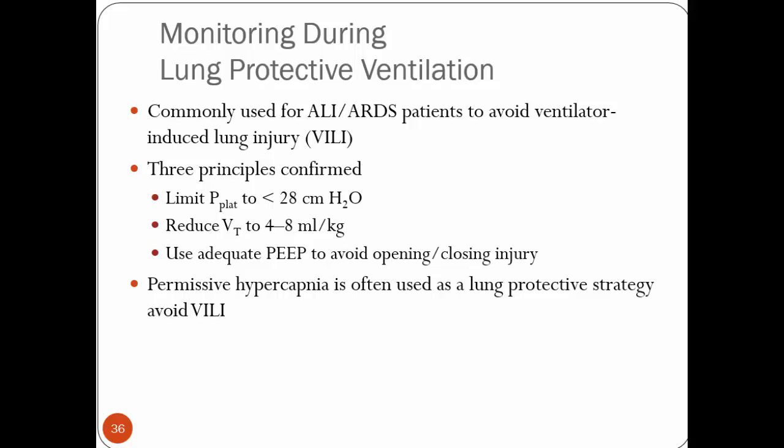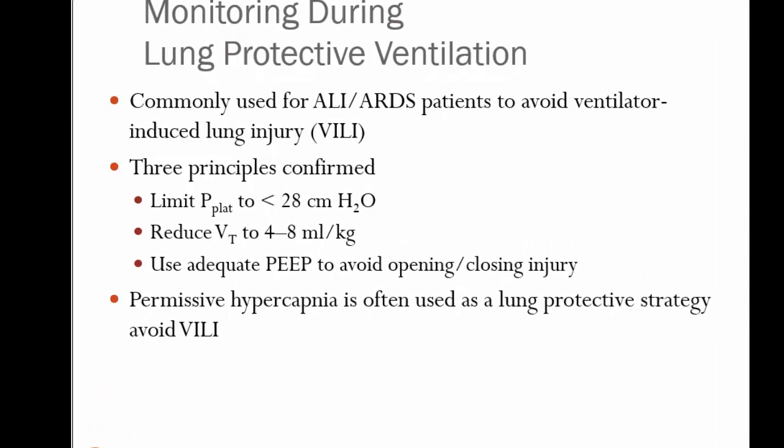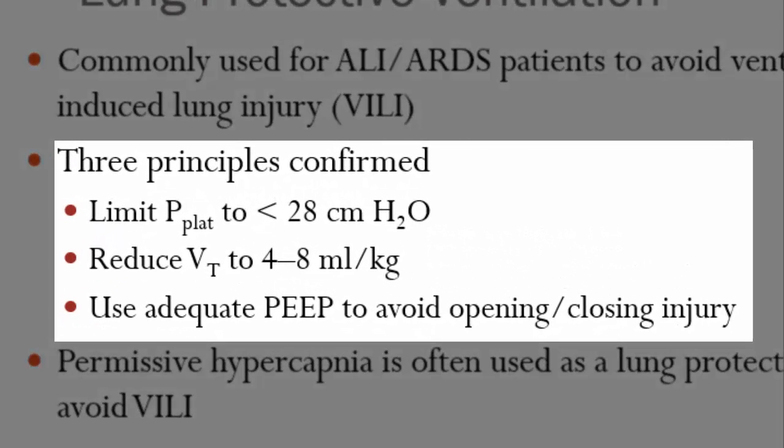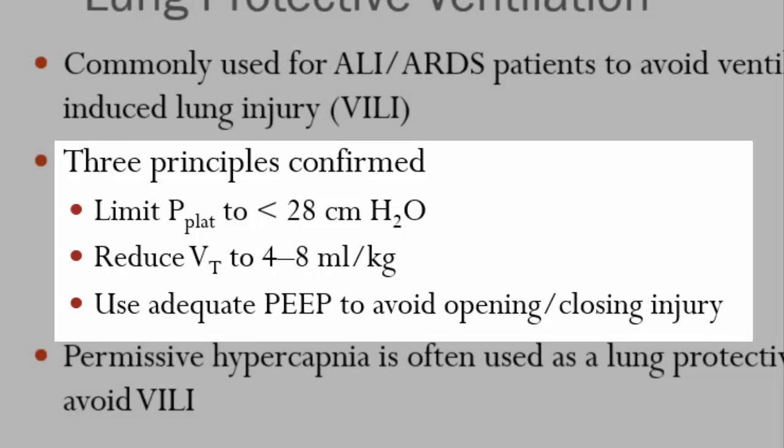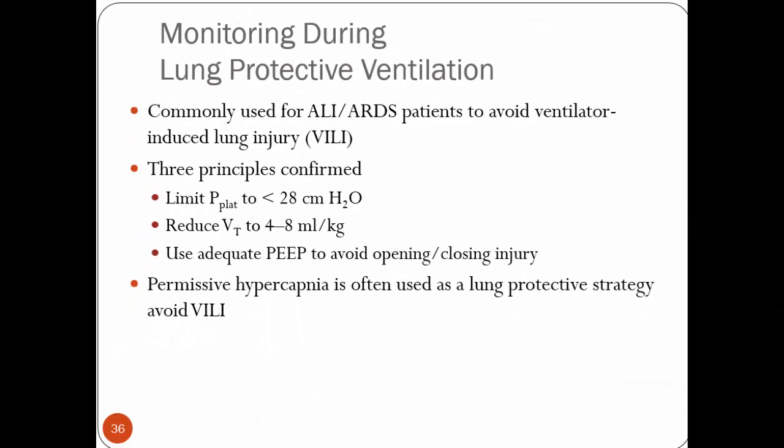Monitoring during lung protective ventilation. This is commonly used in the acute lung injury or ARDS type patients to avoid ventilator-induced lung injury. 3 principles are utilized. You limit the plateau pressure to less than 28 centimeters of water. Reduce the tidal volume to 4 to 8 milliliters per kilogram. Use adequate PEEP to avoid the opening and closing shear injury. And permissive hypercapnia is often used as a lung protective strategy to avoid ventilator-induced lung injury.